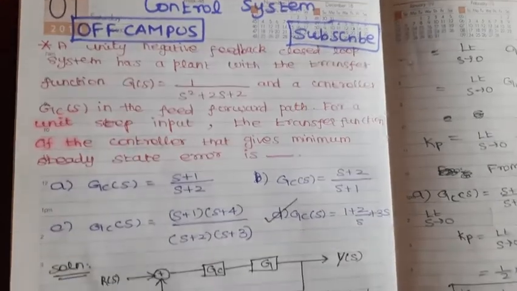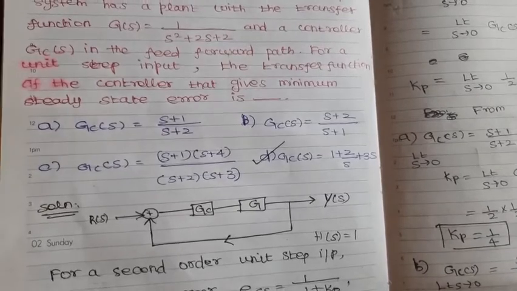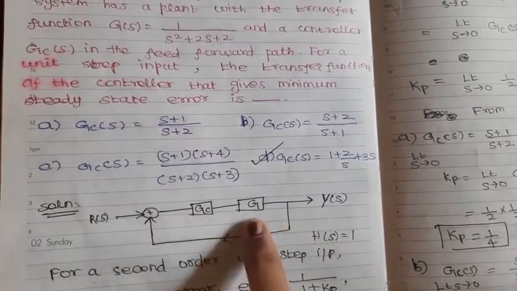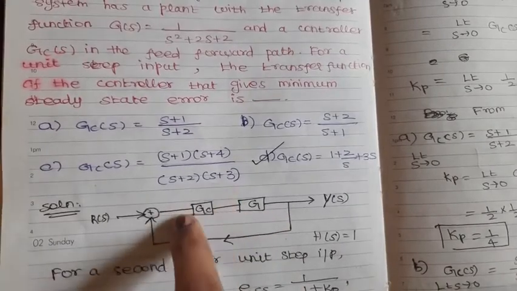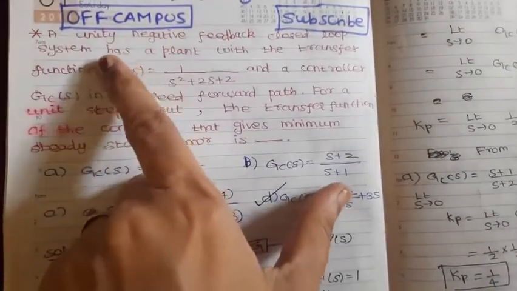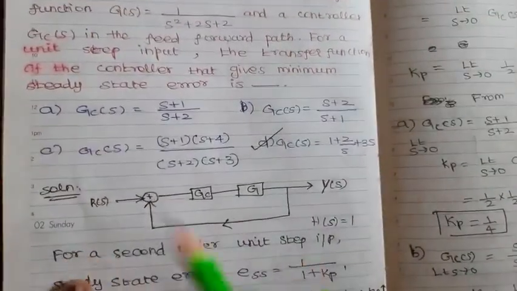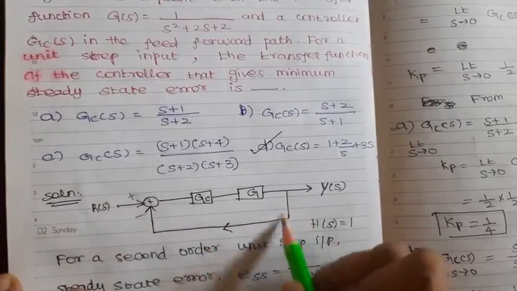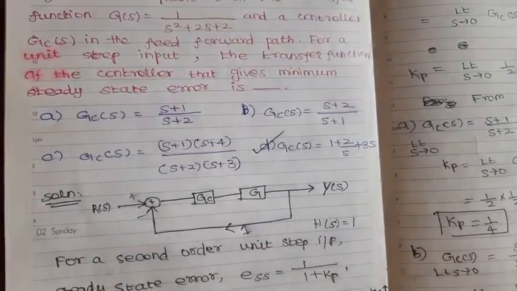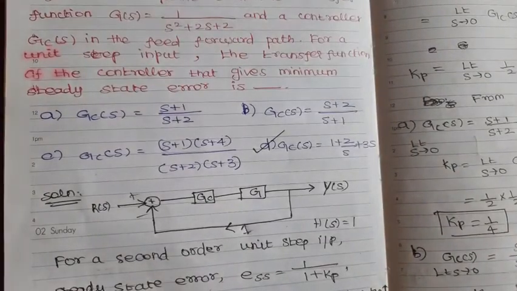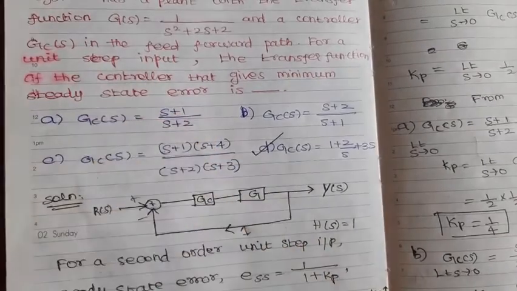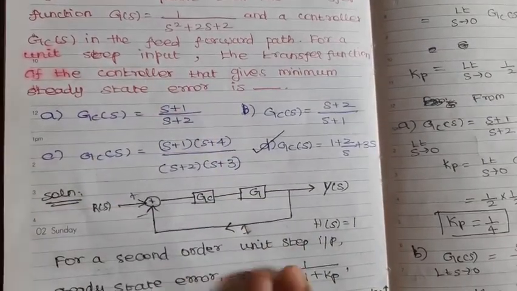First we'll see the options and what is given: R(s) and this is Y(s). So transfer function G(s) is connected with the controller Gc(s) in the feed forward path, and what else is given, unity negative feedback. So unity negative feedback means H(s) = 1. So for a second order system, what is the first thing we need? We need the steady state error. What is the formula for steady state error for a unit step?